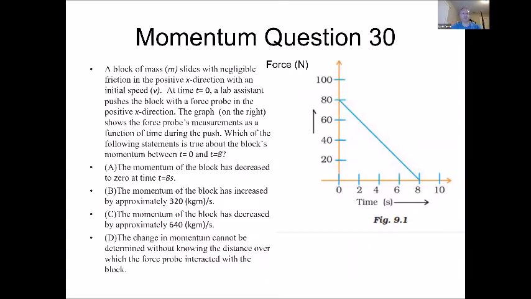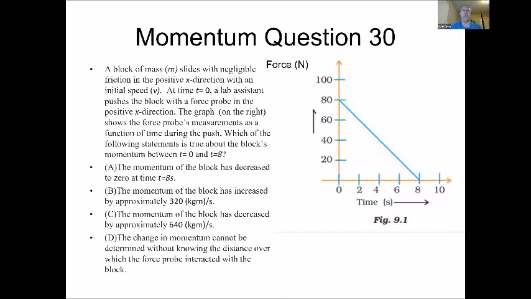All right, let's get started with question number 30. So a block of mass m slides with negligible friction in the positive x direction with an initial speed v. At time 0, a lab assistant pushes the block with a force probe in the positive x direction. The graph on the right shows the force probe's measurements as a function of time during the push. Which of the following statements is true about the block's momentum between t equals 0 and t equals 8?